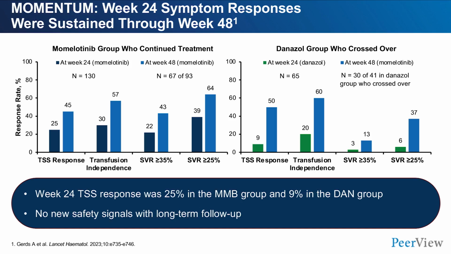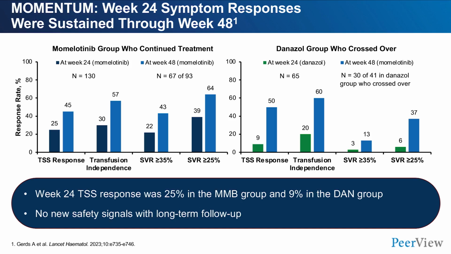So at week 24, TSS response was 25% with momelotinib and 9% with danazol. And the transfusion-independent rate, that was, I think, the most important impact of the drug, was 30% with momelotinib and 20% with danazol. But we have also observed the SVR35, that is quite important in patients that can have anemia and splenomegaly and symptomatology. SVR35 in this second-line setting was 22% with momelotinib and, of course, 3%, very few, with danazol.